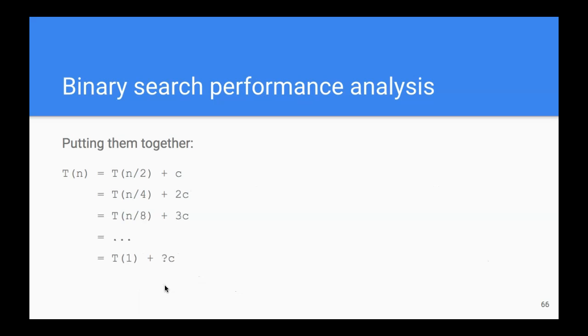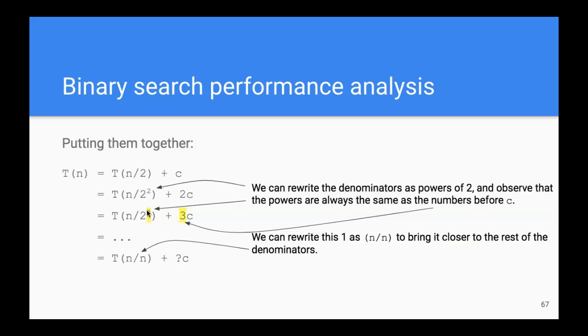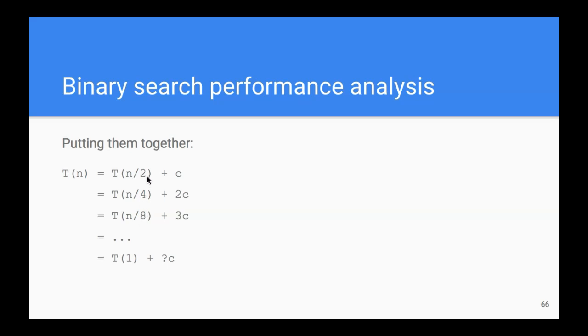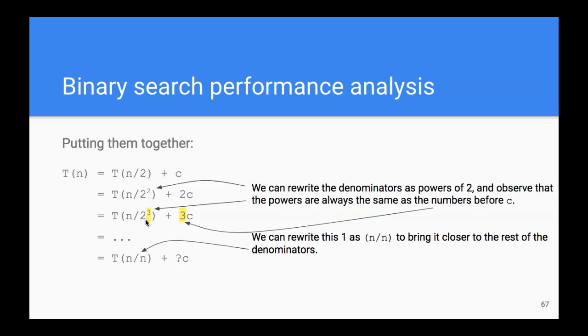Right? Okay, how do we find that? Well, first, let's rewrite this thing, clean it up a little bit. And then we're going to start seeing some patterns, hopefully. So we're going to rewrite these 4s, 8s, and even 2s in terms of powers of 2. So 4 is 2 to the 2 power, 2 squared. And then 8 is 2 cubed, and so on and so forth, right? And one thing to notice is that this power here is exactly the number that is in front of c. So that is one observation.